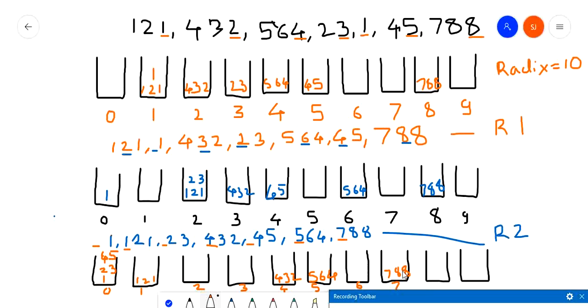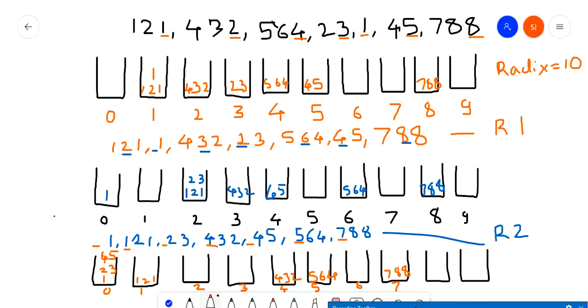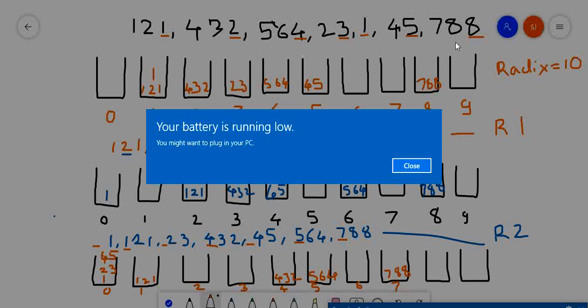You can write it down in a notebook. I don't have enough space here to write, but you can easily write it down. So after round 3 you get the ascending order of the arrangement. What you have learned is, if in your given array you have 3 digit numbers, where the maximum number is 788, and 788 contains 3 digits, then the maximum number in the given array has 3 digits, so you perform maximum 3 rounds.